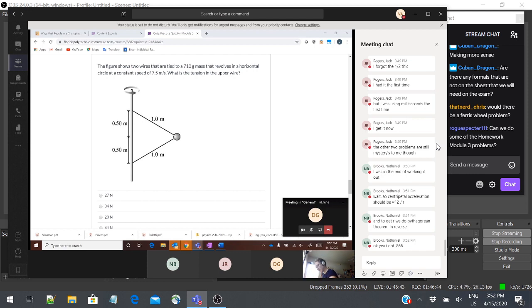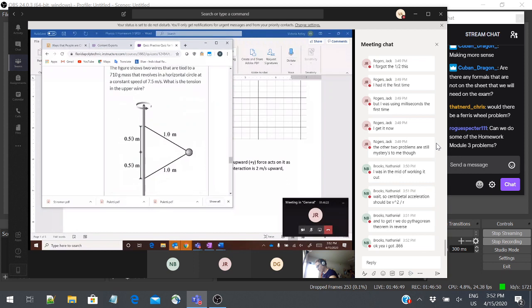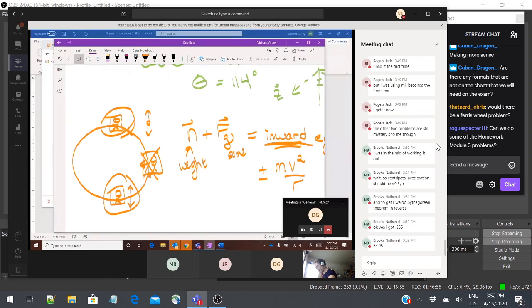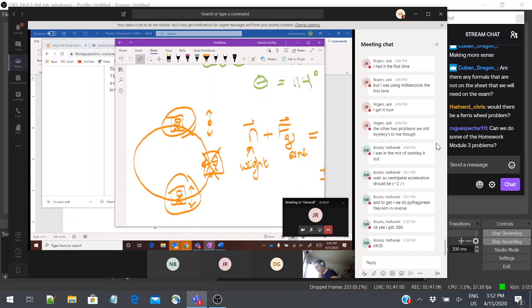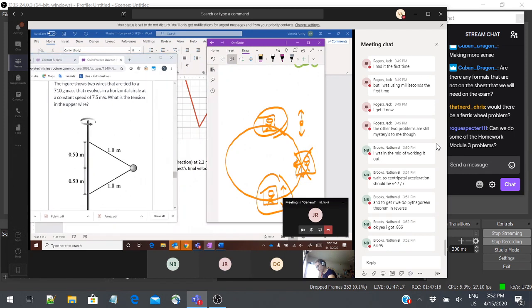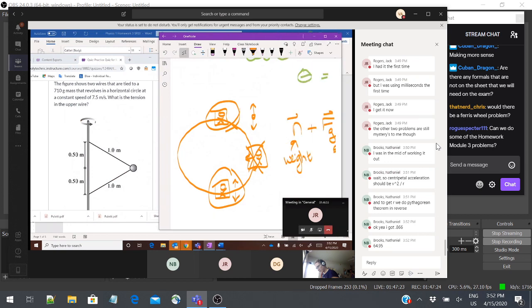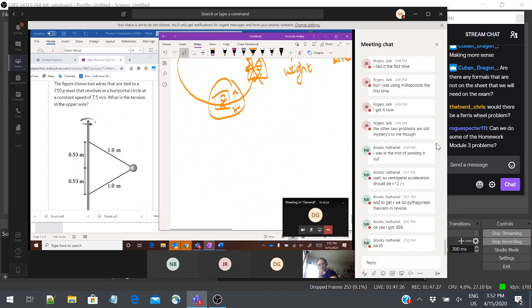Can I make this half size? Okay, and then bring up my OneNote. Should have done this in the first place. Yep, that is also what I got.